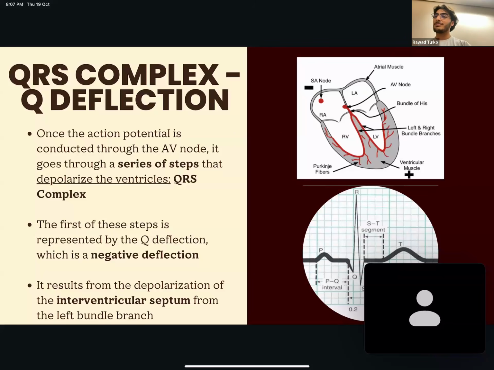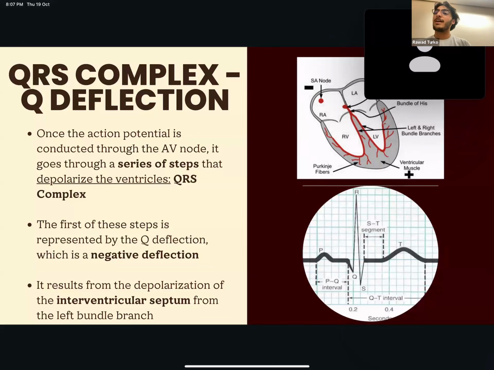Now this is a little bit of a difficult question, but I'm going to ask it anyways. If you take a look at the Q deflection, which comes right after the PR segment, you'll notice that it's a slightly negative deflection. Just a little bit negative. And we said that it comes from interventricular septum depolarization. Where do you guys think these charges are coming from? Are they coming from the left bundle branches or the right bundle branches? From the left. From the left bundle branches. MashaAllah, you sound like you've studied this already a few times. Yes, the left bundle branches.